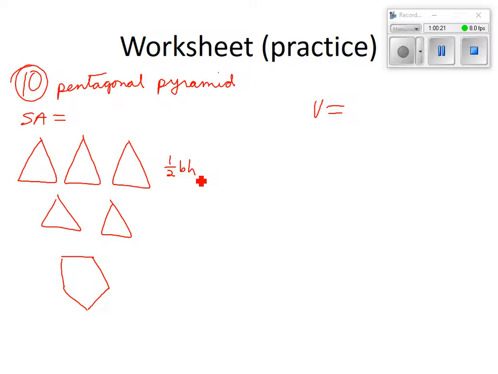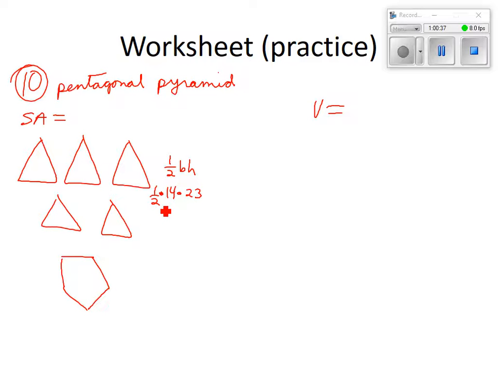Slant height. The slant height is the height of the triangle, right? It's 23, so that's the height. What's the base? 14. Does everybody agree with that? Yes. And we take that times 1/2.